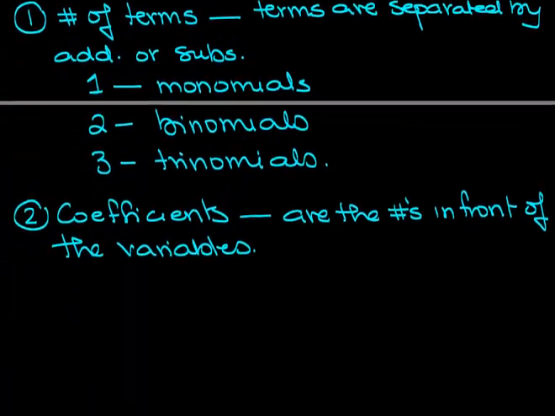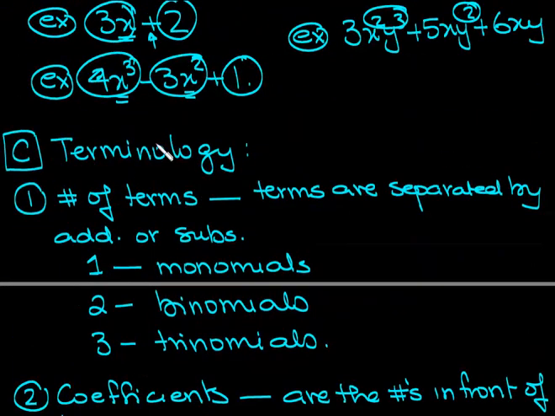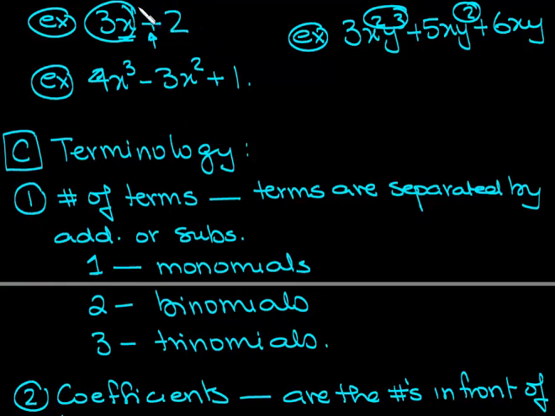In the examples that I have here, let's take a look at what my coefficients are. My coefficients in this example are 3 and 2. Out here they're 4, -3, and 1. Out here they're 3, 5, and 6. So those are my coefficients, just the numbers in front of the variables.